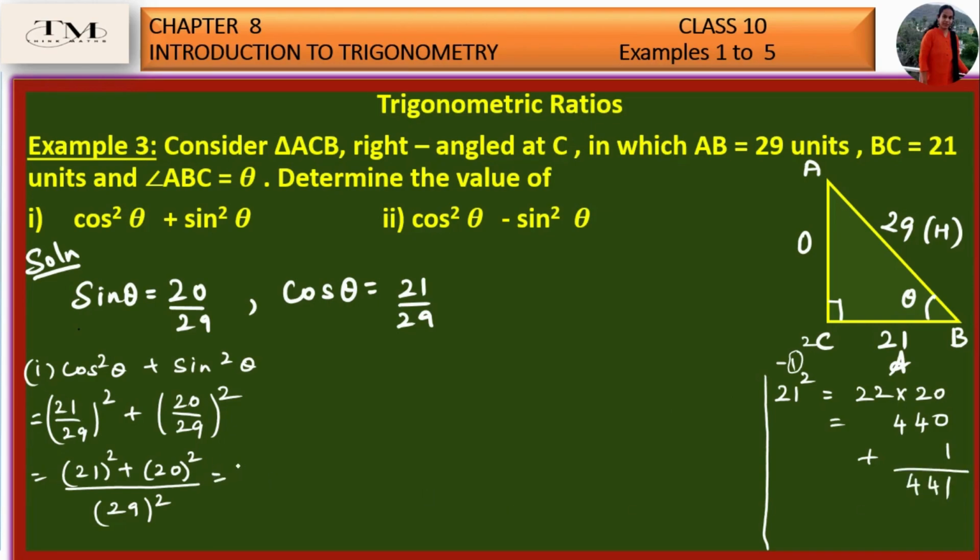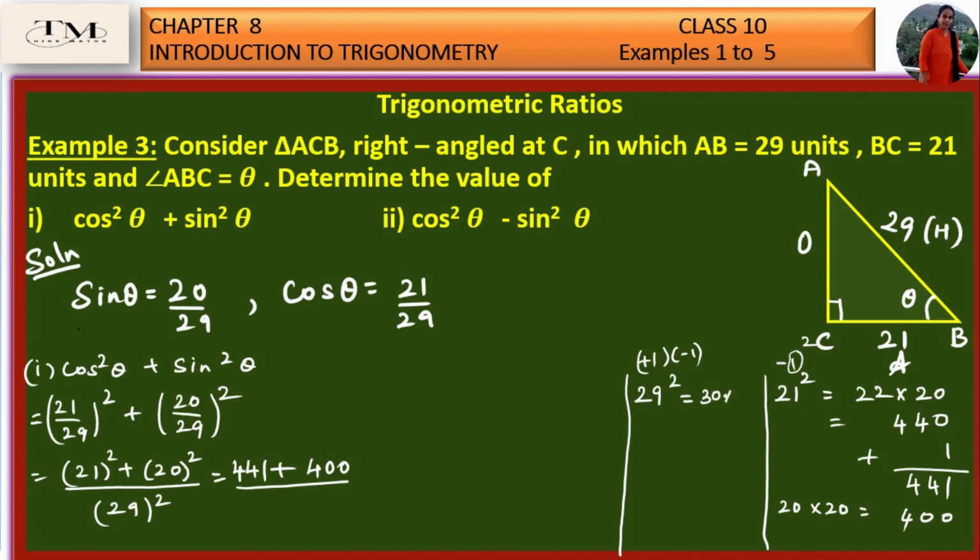So 21 square is 441. Plus what is 20 square? 20 square is nothing but 20 into 20. So write this 2 zeros, then 2 into 2 is 4. So answer is 400. In the same way, we have to find out 29 square. So who is the nearest 10 to 29? It is 30. What we have to do? We have to add 1. Another number should be minus 1. So if we add 1, we will get 30. If we subtract 1, we will get 28.